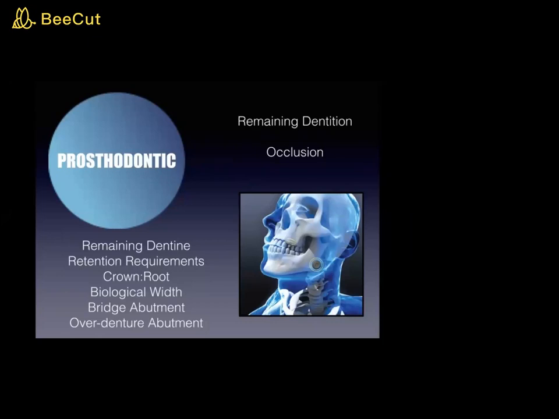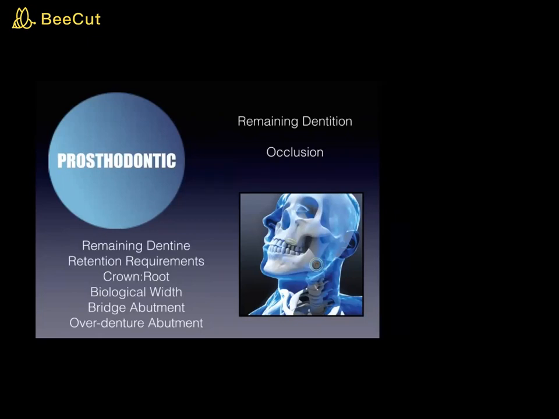If you look at the bottom left-hand corner, look at the remaining dentine. When you look at the particular tooth, you'll consider the remaining dentine. You're normally going to put a crown on this tooth, so look at the retention requirements. Check crown-root ratio on the radiograph. Check the biological width. Can you predictably place a crown and predictably restore the tooth? Is it a bridge abutment? Okay, again, these are factors that might affect your outcome.